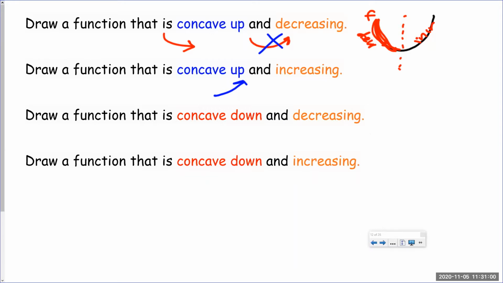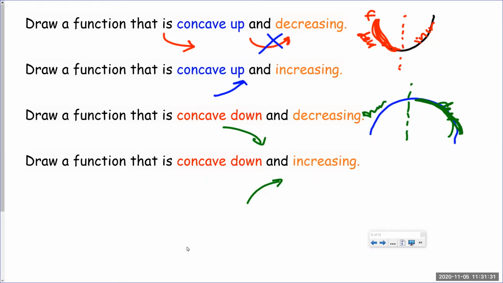Concave down and decreasing. Concave down is like a frown, but unfortunately only half of it is decreasing. This side over here is increasing, and this side over here is decreasing, okay? So if I'm concave down and decreasing, I'm really only copying this side. So you should have something that looks like that, right? And then the opposite, concave down and increasing. What should your sketch look like? Very quickly, something that looks like that. Can you guys do that very quickly?